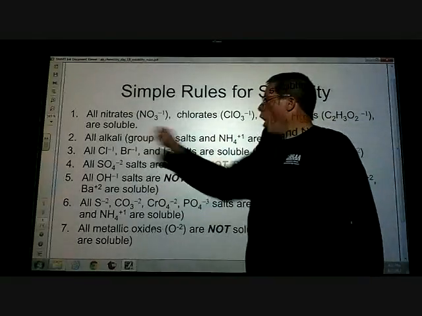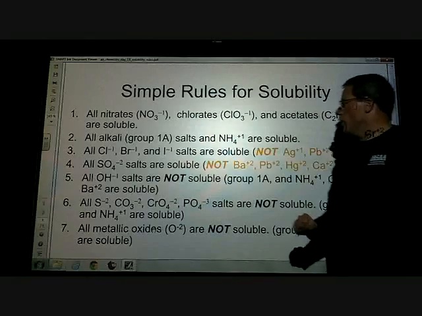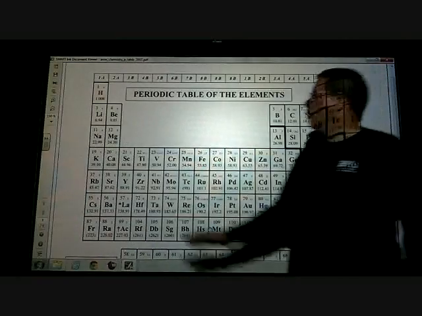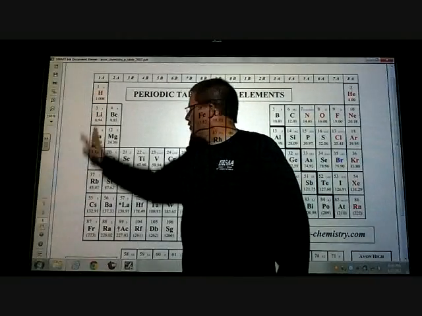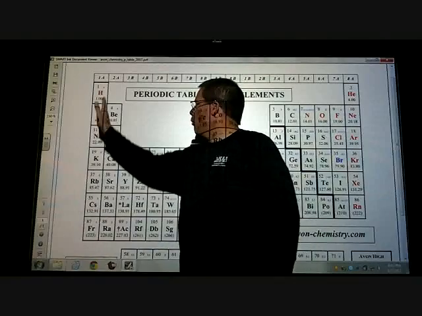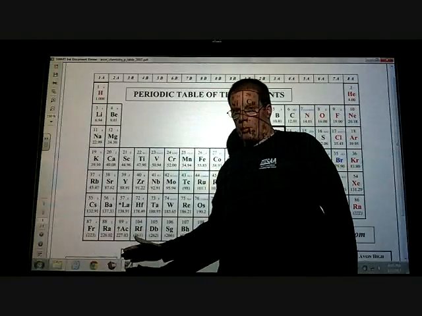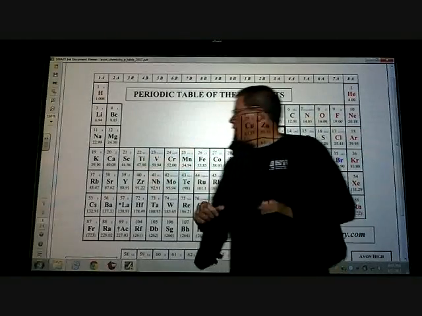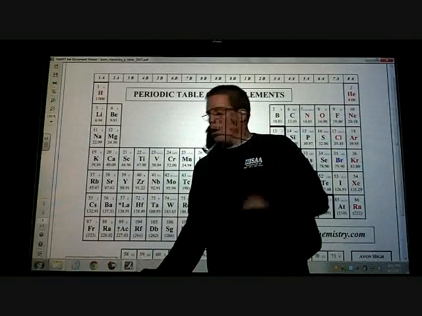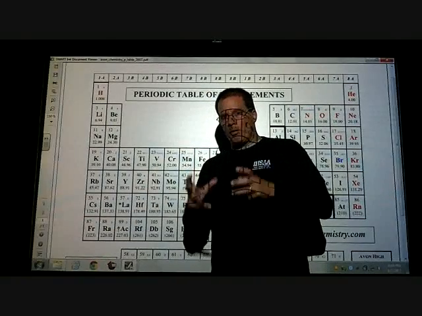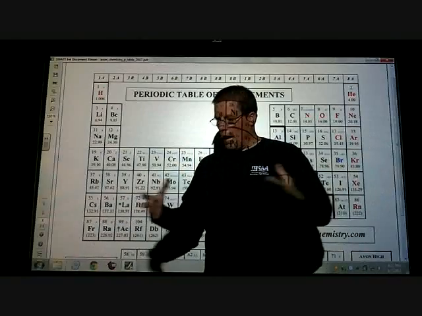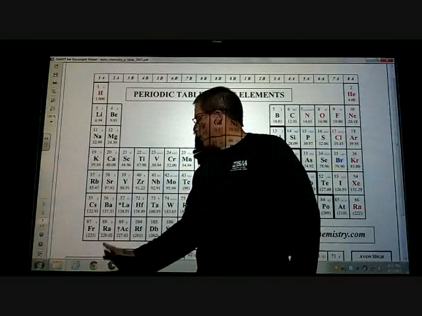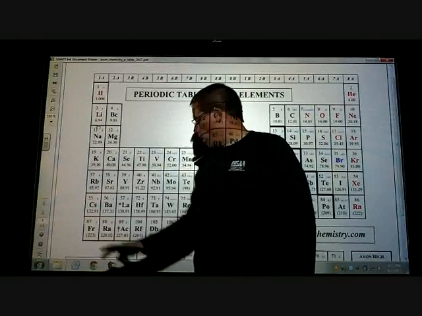Number 2, all alkali salts and ammonium salts are soluble. So what that means is when you're looking at your periodic table, anytime you see something with a group 1A metal, it will never ever form a precipitate. So when those ions are in solution and they come in contact with another non-metal, any one of these, and ammonium, will never combine to form a precipitate or something that is coming out of solution to form a solid. And that's what that second rule implies. So group 1A metals never form a precipitate, or are soluble.